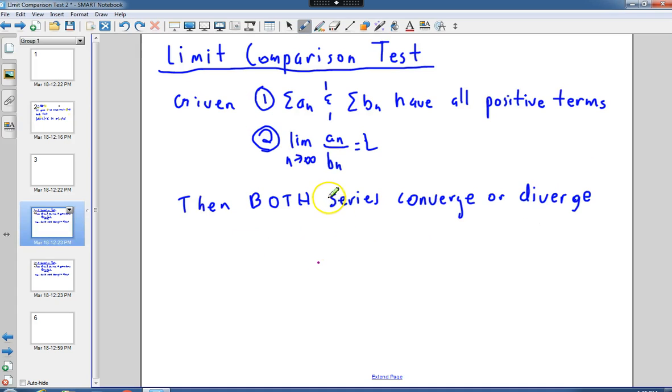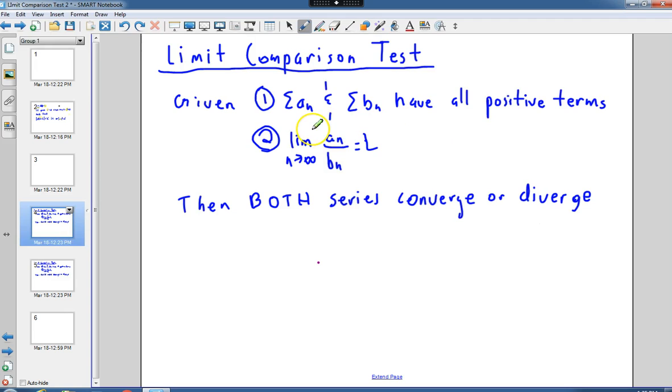You saw on Friday that with this particular test, we're given two things. One, we have two series that both have only positive terms, right? This is important. You can only apply the limit comparison test when you have only positive terms in your series.